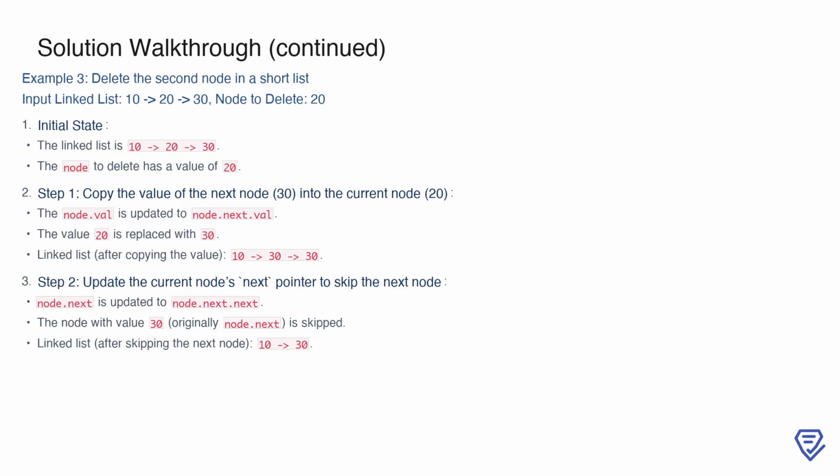Following the same process, we now update the next pointer of the current node to skip over the next node. This action removes the second occurrence of the value 30 from the list. As a result, the linked list is updated to 10-30. At this stage, the node with the value 20 has been successfully deleted. The final linked list for this example is 10-30.